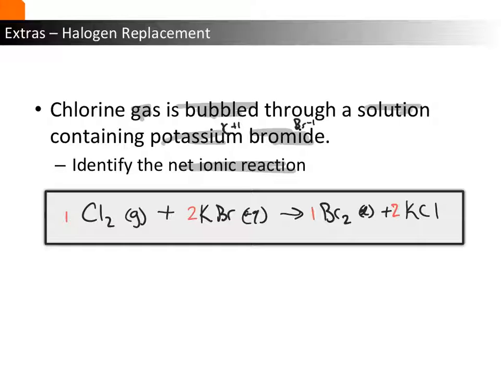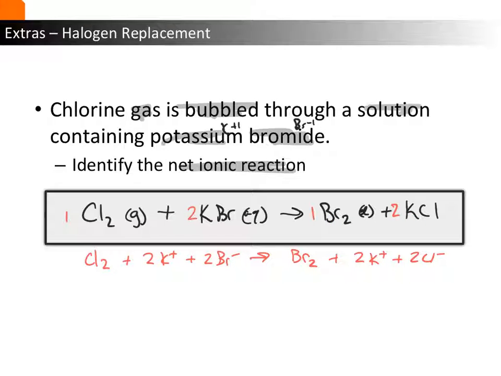Now I need to split this up into the full ionic and then eliminate the spectator and finally have the net ionic. So here's the full ionic. In red, I've got Cl2, I've got 2 potassium ions because it's 2 times K and 2 times Br, and then I've got 1 bromine and then 2 Ks and 2 Cls.